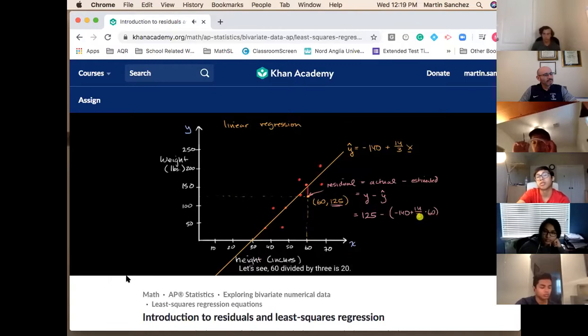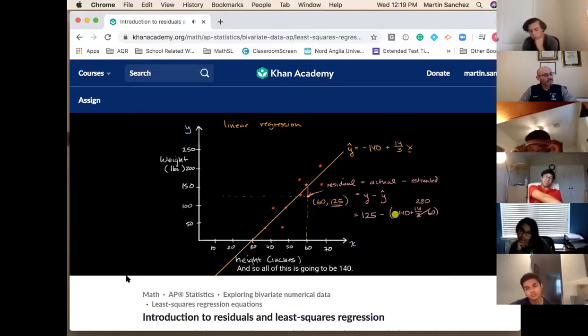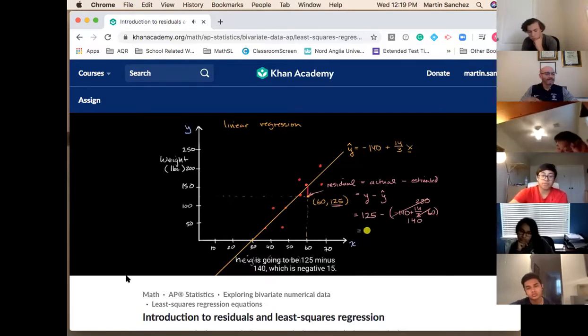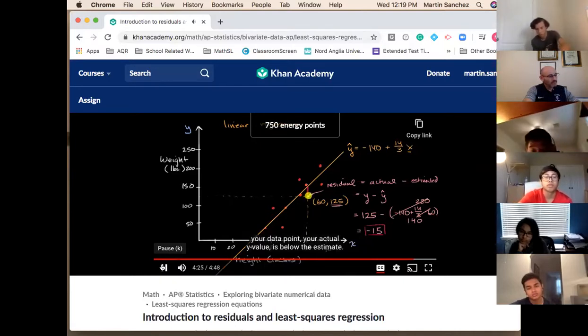Let's see, 60 divided by 3 is 20. 20 times 14 is 280. And so all of this is going to be 140. And so our residual for this point is going to be 125 minus 140, which is negative 15. And residuals indeed can be negative. If your residual is negative, it means for that x value, your data point, your actual y value is below the estimate.